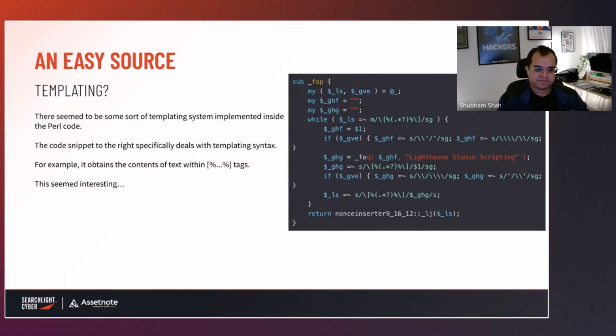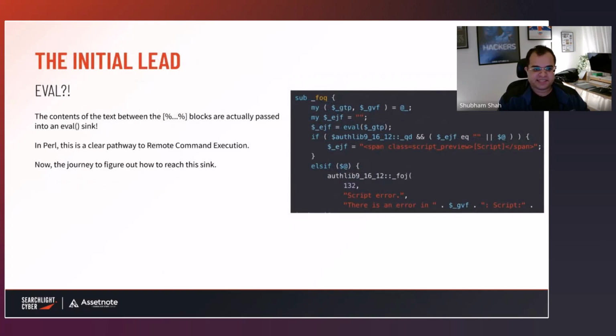So what is the processing? When we look at the processing itself, and I don't know if you notice it in that code there, but on the right, there is a sink to eval. Eval, short for evaluate. In Perl, this is a clear pathway to remote command execution and remote code execution generally as well. So the journey began to figure out how can we reach this sink. So we know that there's some sort of templating language. We know that if we can provide this templating language and it renders, then it will end up in an eval sink, which should lead to remote code and remote command execution ultimately.